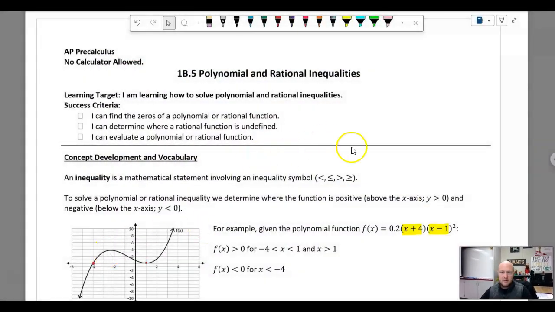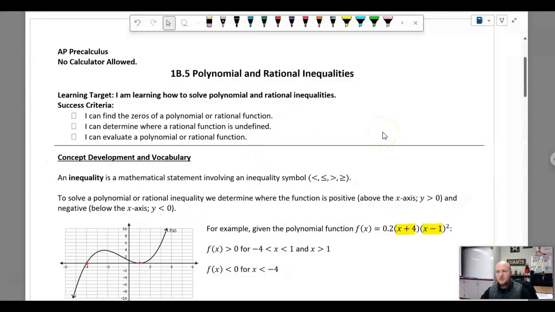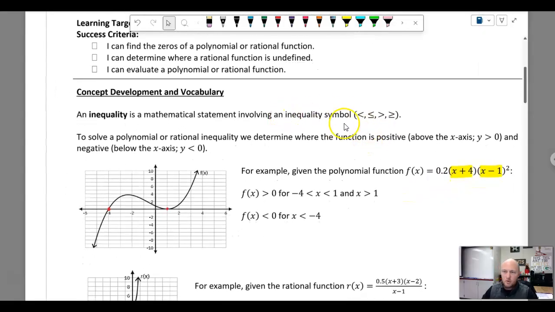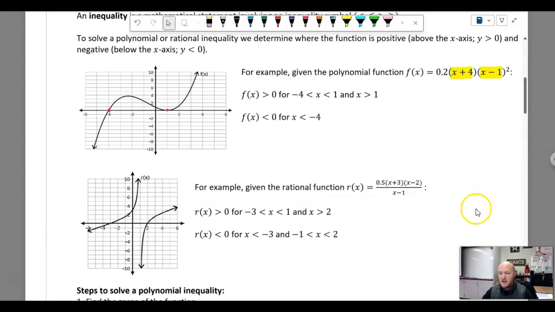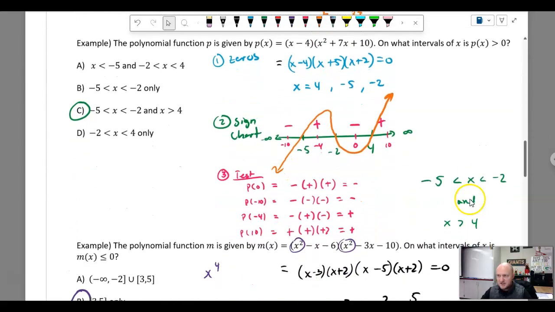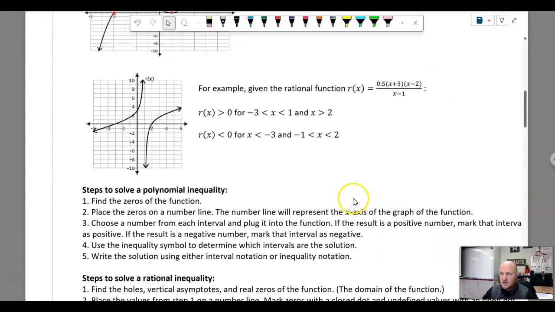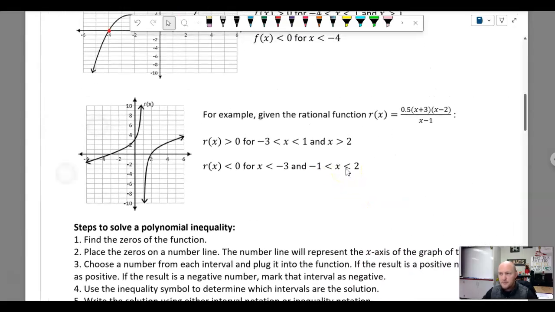Remember, in video 1, we talked about how to solve an inequality, which is a mathematical statement involving an inequality symbol. We identified zeros, put numbers on a number line, and then we tested. You can see this here, this example for polynomials. So we picked numbers on intervals between the zeros, and we tested. Or we could graph. Now with polynomial functions, we are going to specifically test.